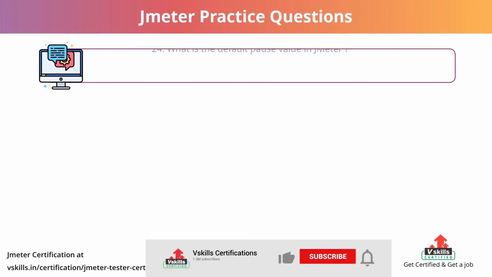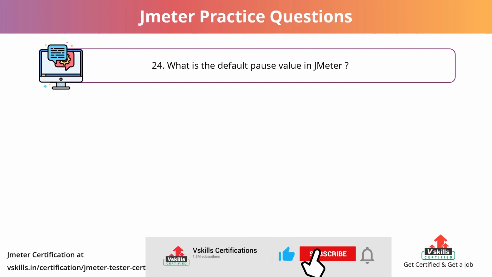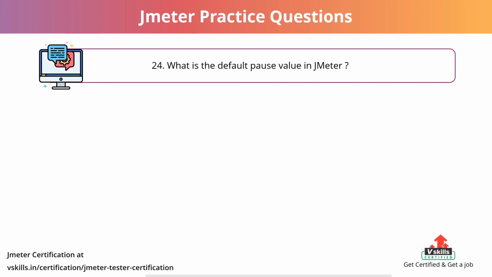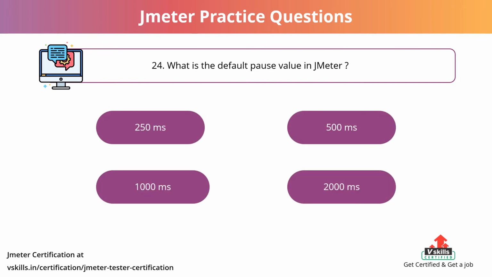Question number 24. What is the default pause value in JMeter? The options are A. 250 milliseconds, B. 500 milliseconds, C. 1000 milliseconds, D. 2000 milliseconds. The correct answer is option D.